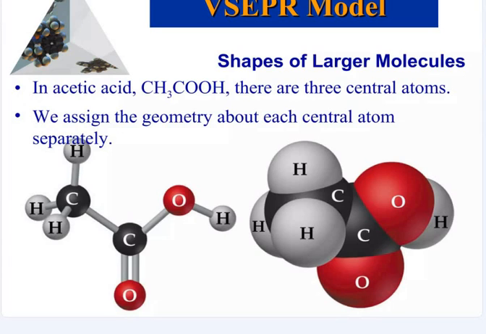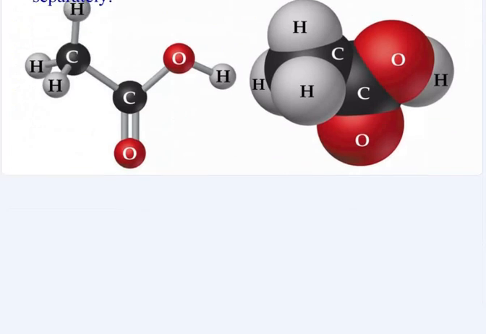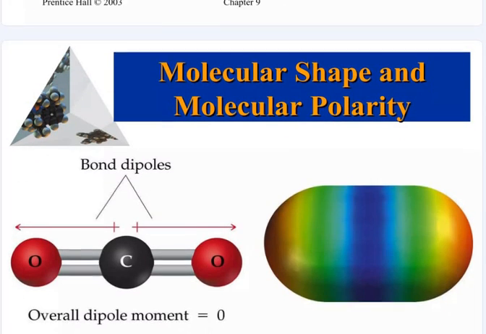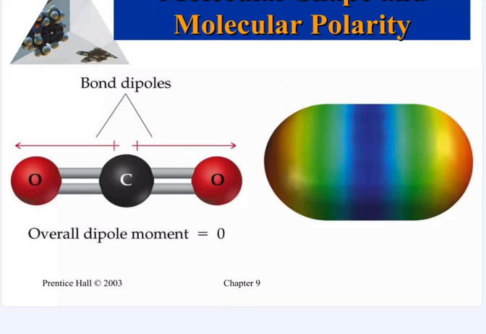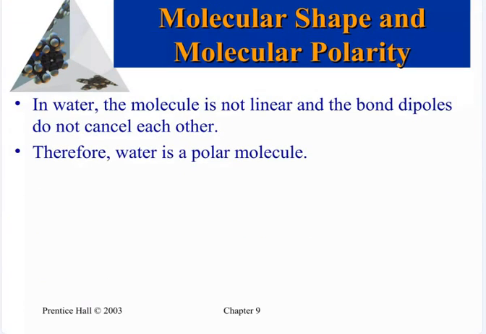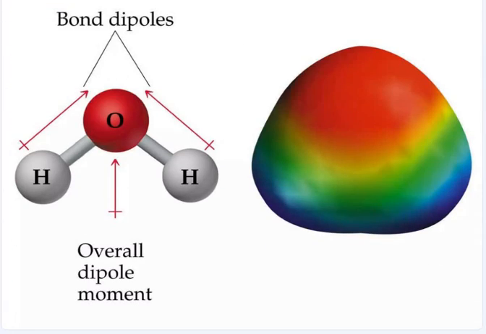Now in acetic acid, there are 3 central atoms. We assign the geometry about each central atom separately. You can see the carbons and oxygens. If there is a difference in electronegativity between two atoms, then the bond between them is polar. You can see the overall dipole moment in carbon dioxide is 0. In water, the molecule is not linear and the bond dipole moments do not cancel each other. Therefore, water is a polar molecule. You can see.